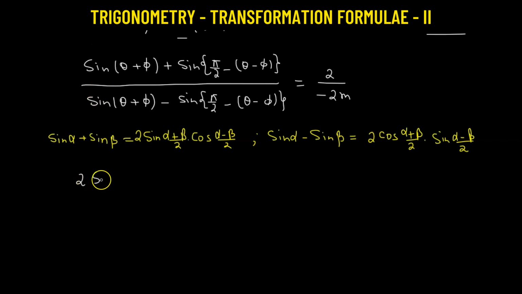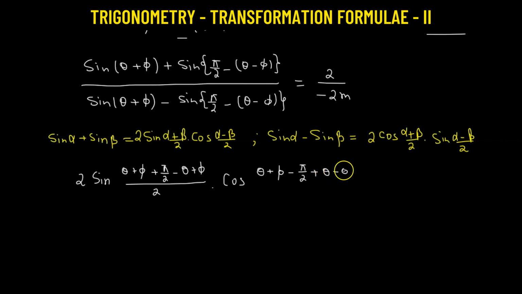In the numerator portion we now have 2 times sine of the angle. We first need to add them: theta plus phi added to pi over 2 minus (theta minus phi), and we divide this value by 2, multiplied by cosine of the angle. So we have to subtract: theta plus phi minus (pi over 2 minus (theta minus phi)), whole divided by 2.